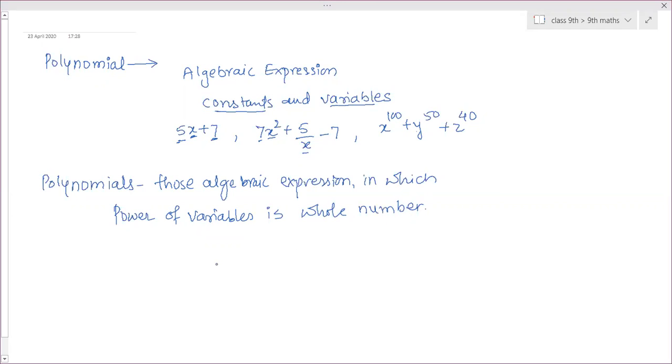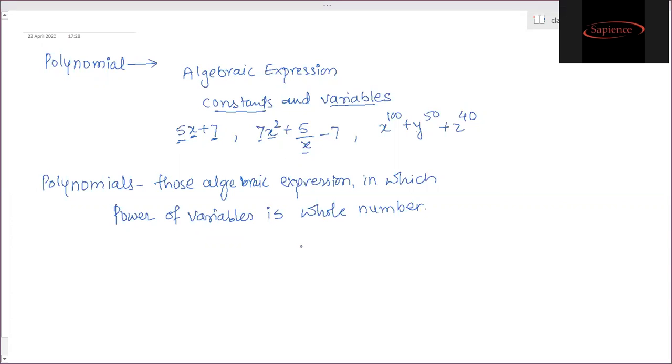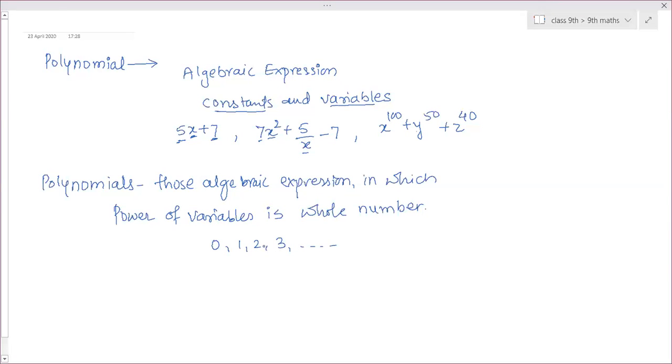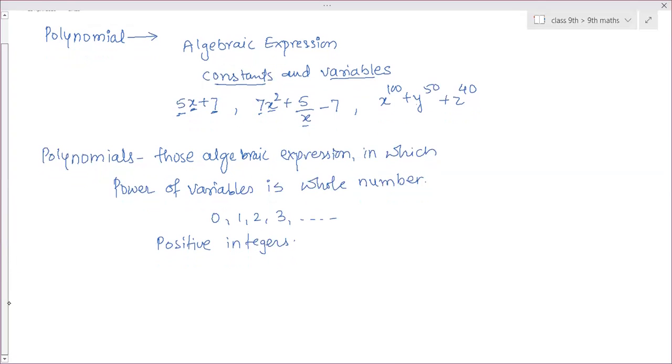What do you mean by whole number, Yatin? Ma'am, whole numbers are those which start from 0, 1, 2, 3, and so on. There are no fractions and no negative terms. These are all positive integers. There are no fractions, so those we call whole numbers. So the polynomials are those in which all the powers of the variables are always whole numbers.